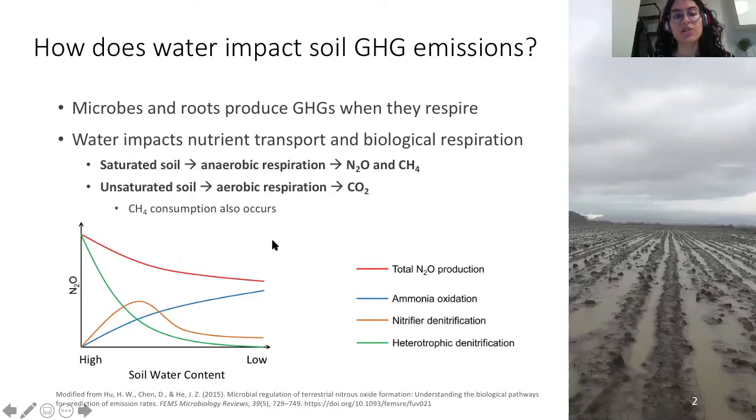So these are just general trends, as we can see from this plot of nitrous oxide emissions over soil water content. Although generally total nitrous oxide production increases with soil water content, there are different pathways that lead to nitrous oxide production, and their rates peak at different soil water content levels. So reality is much more complex than these trends.